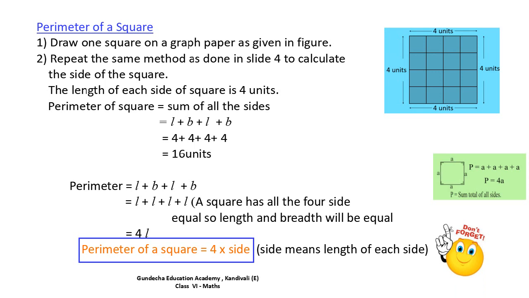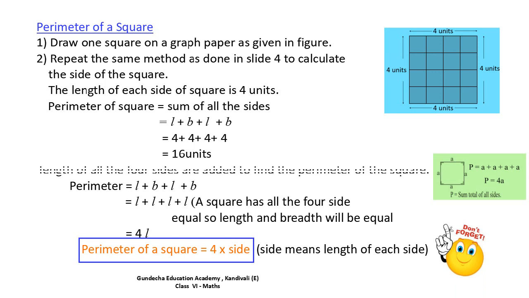Now in a square all the sides are of equal length. So if I want to write it in the form of a formula, it will be written as perimeter is equal to length plus breadth plus length plus breadth, that is equal to length plus length plus length plus length, because length and breadth are same. So breadth can also be written as length, or we can write length as breadth also.